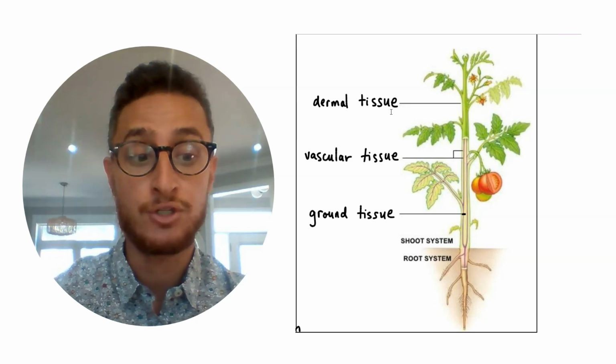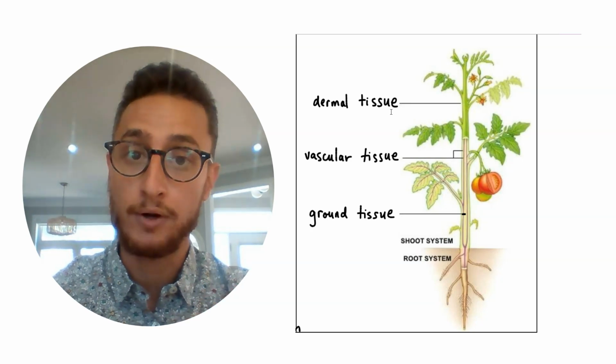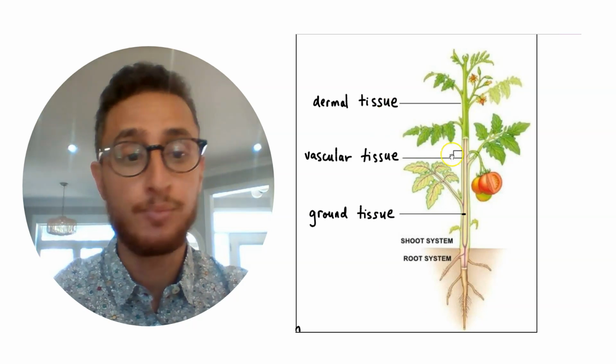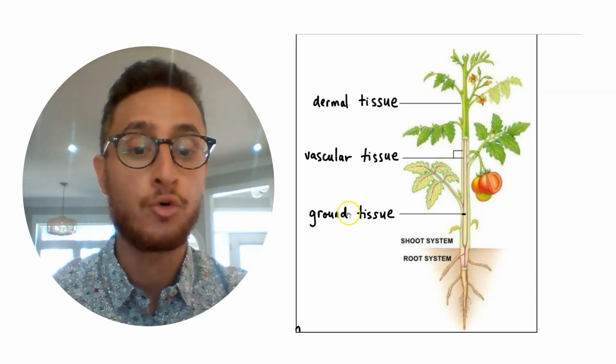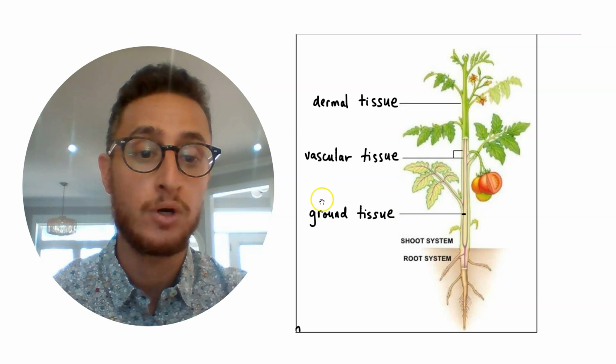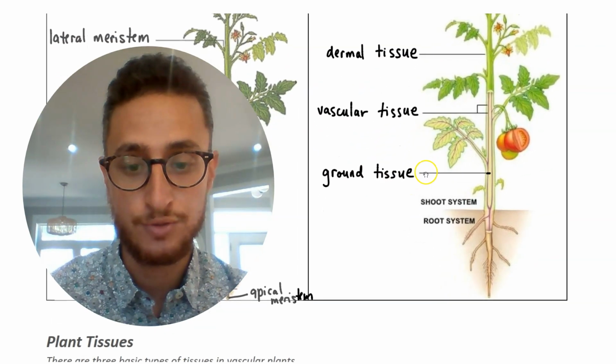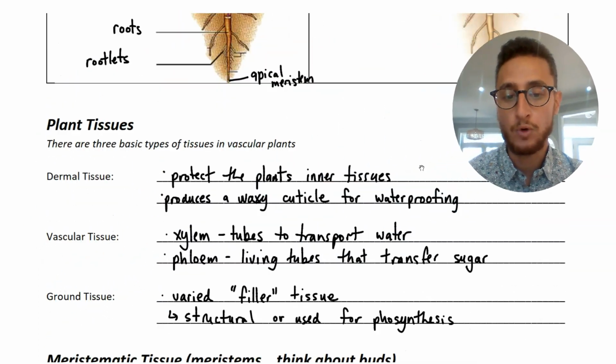Plants have vascular tissue, tubes inside to carry water and sugar throughout their bodies. And then the rest of the plant is filled with what we call ground tissue. And of course, each one of these has its own subdivisions, subtypes of these tissues. So let's try to break them down. What do we use them for?